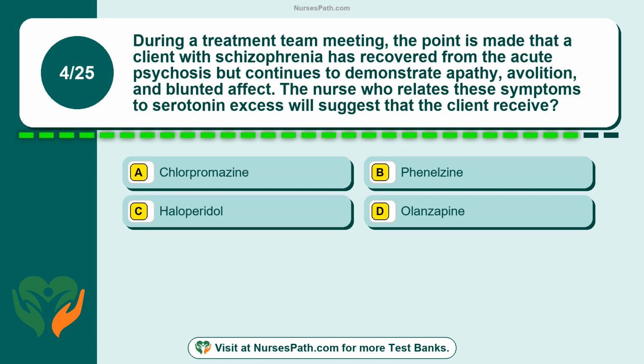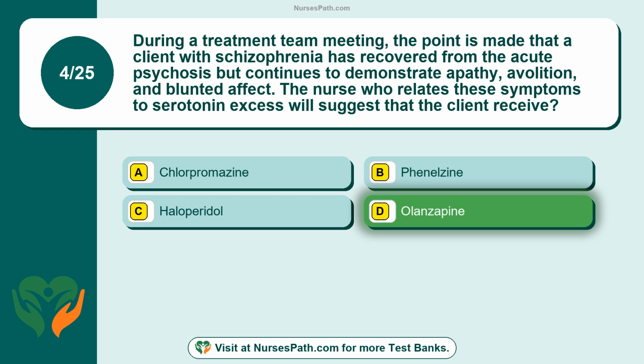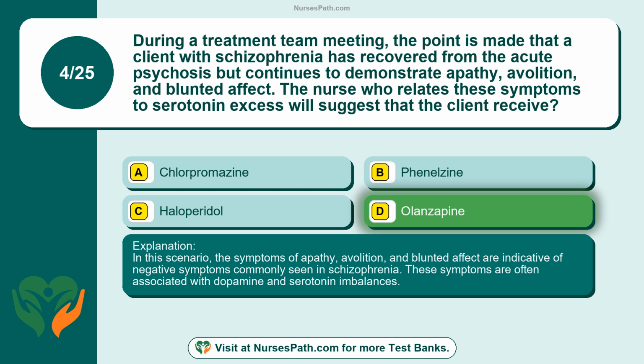Question 4. During a treatment team meeting, the point is made that a client with schizophrenia has recovered from the acute psychosis but continues to demonstrate apathy, lack of volition, and blunted affect. The nurse who relates these symptoms to serotonin excess will suggest that the client receive Option A, chlorpromazine. Option B, phenelzine. Option C, haloperidol. Option D, olanzapine. The correct answer is option D, olanzapine. In this scenario, the symptoms of apathy, lack of volition, and blunted affect are indicative of negative symptoms commonly seen in schizophrenia. These symptoms are often associated with dopamine and serotonin imbalances.